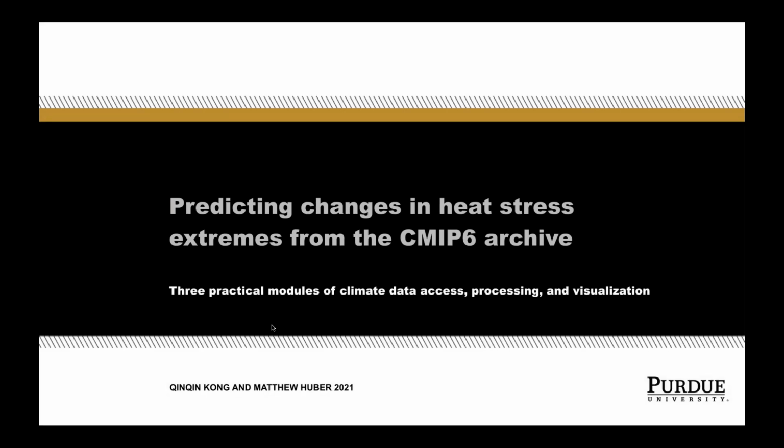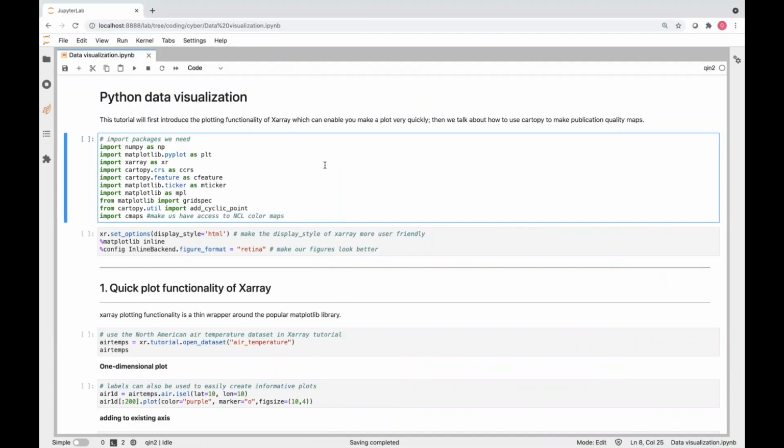Now let's go into the Jupyter Notebook. In this tutorial, we will first introduce the plotting functionality of xarray, which can enable you to make a plot very quickly. And then we will talk about how to use Cartopy to make publication quality maps. First, let's import some packages. This cmaps package will make us able to access the NCL color maps.